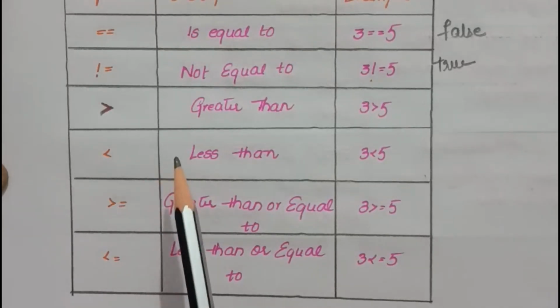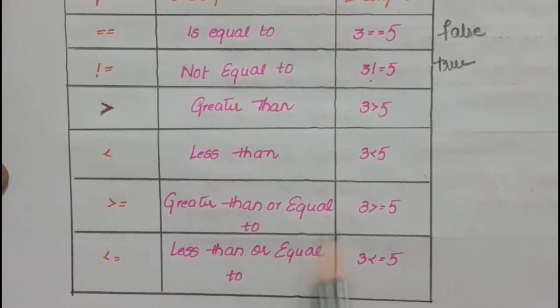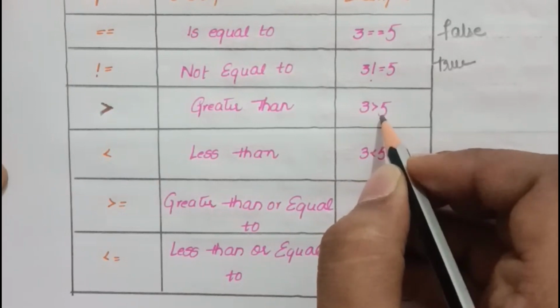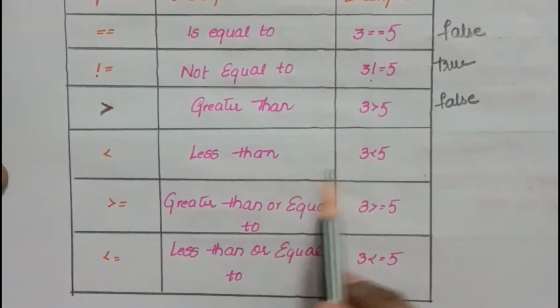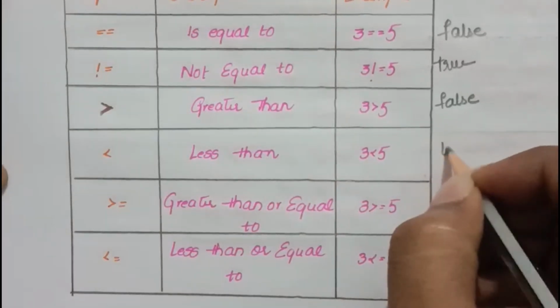The same we use in Java to represent greater than and less than. Is 3 greater than 5? No. So it returns false. Is 3 less than 5? Yes. So it returns true.